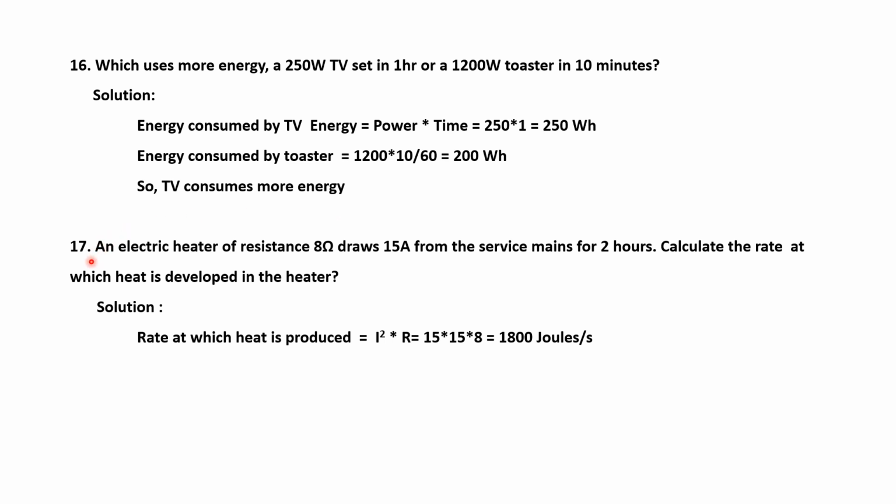Question number 17. An electric heater of resistance 8 ohms draws 15 amps from the service mains for 2 hours. Calculate the rate at which heat is developed in the conductor. So we know that the formula for rate at which heat is produced is equal to I squared into R. So substituting the values, we get the rate at which heat is produced in the heater to be 1800 joules per second.